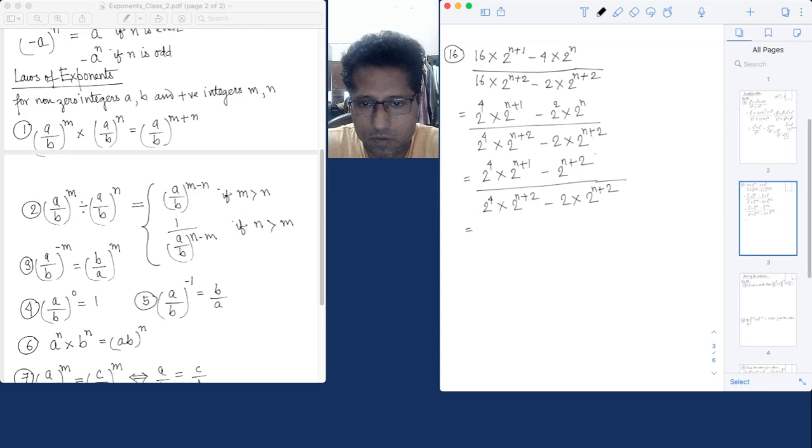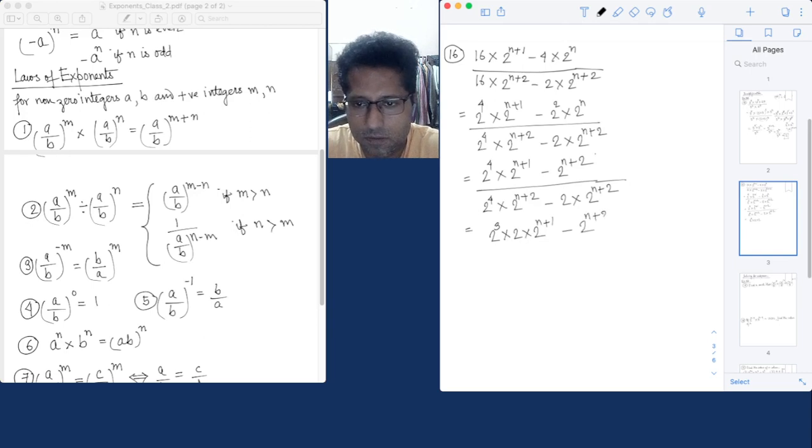So now this thing, 2 to the power 4 multiplied by 2. We would like to have 2 raised to the power n plus 2 over here, so I need 1 more 2. So I will borrow 1 2 from 2 to the power 4. So 2 to the power 4 we can write as 2 to the power 3 multiplied by 2, and this is 2 to the power n plus 1 minus 2 raised to the power n plus 2.